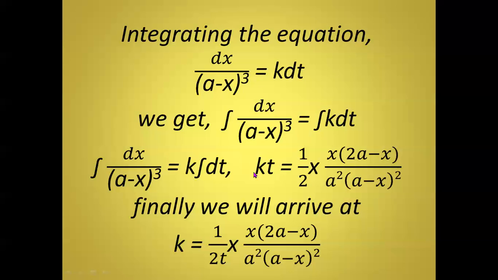Now here we can remember the formula of integration of dt. When we integrate this, we get t. Therefore, this is k into t, kt. Whereas dx by (a minus x) cubed gives the term in x. Anyway, this is the final equation. By using this equation, we can calculate the rate constant for third order reaction in which 3 molecules of the same reactant are involved.